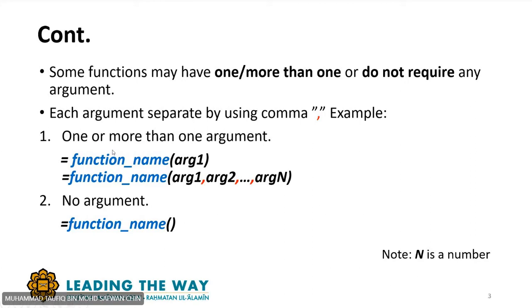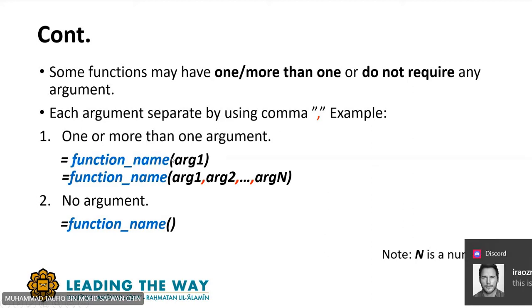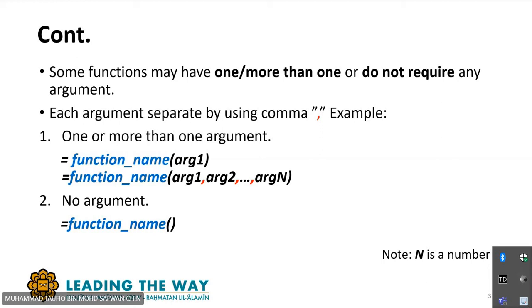For example, in that example, for the first one, the function name, for example sum, average and so on, inside the parenthesis the first one has one argument only. One value only. We refer to one value, either a constant or a cell reference. It depends on you, how you want to perform the function.